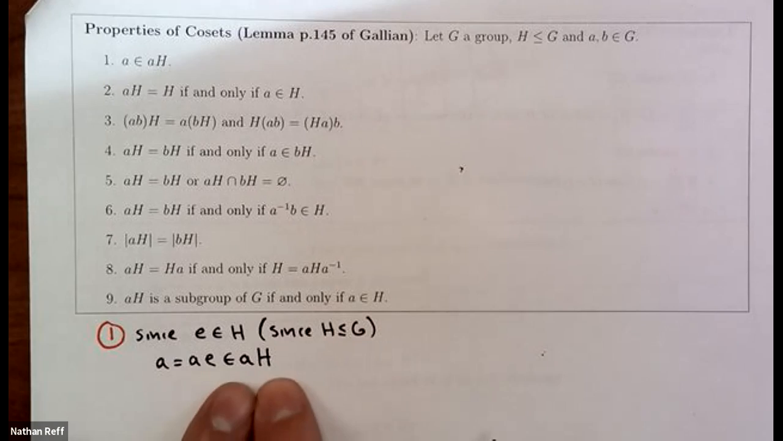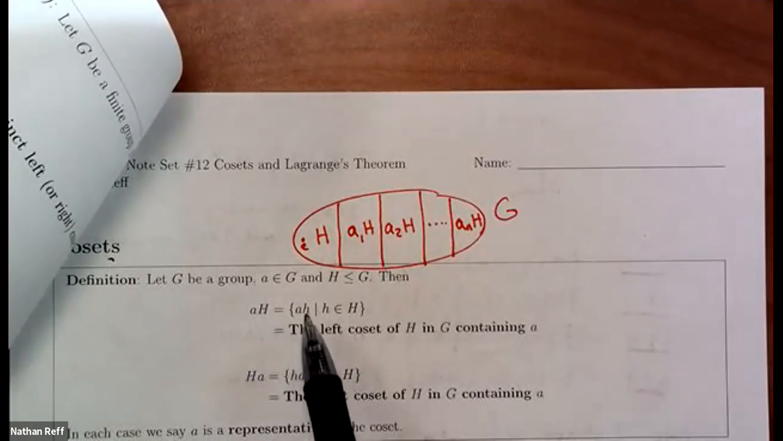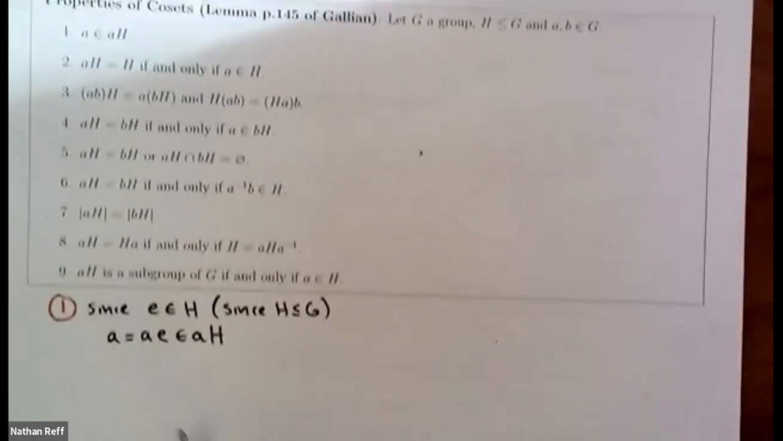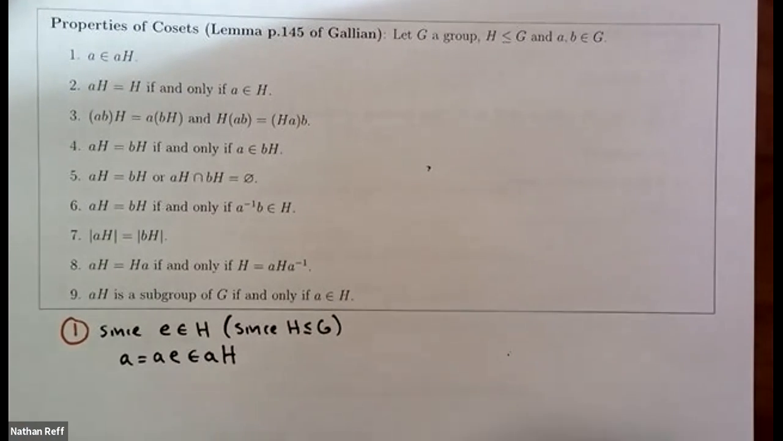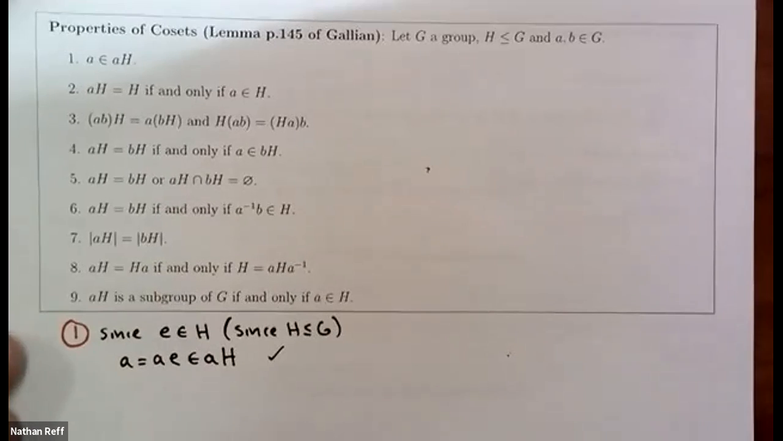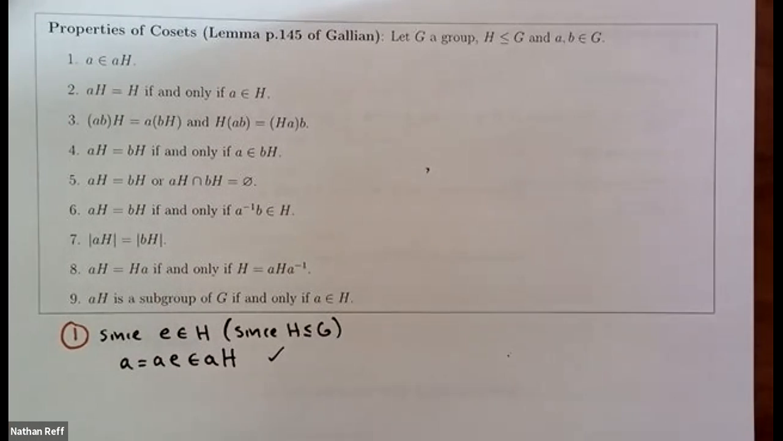Remember, AH is a set of things. If you look back at this definition, it's a set of things that are of that form, A times something in H. So as soon as you get something in that form, you could just write that it's an element of that set. So, pretty short proof, right? That's all you need to prove that. Okay, what's the use of that? Well, that's actually showing you that every element is in some coset, so those cosets are definitely non-empty for one thing, and everything is going to be represented in some way.